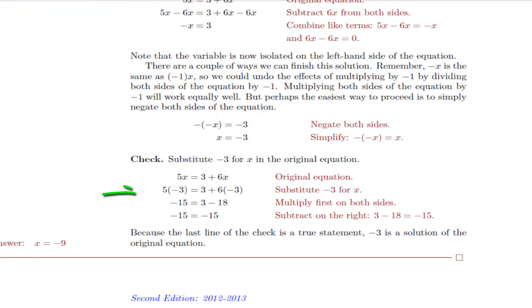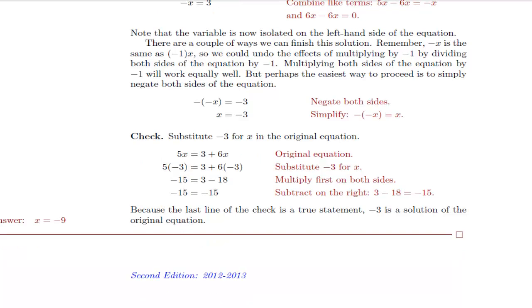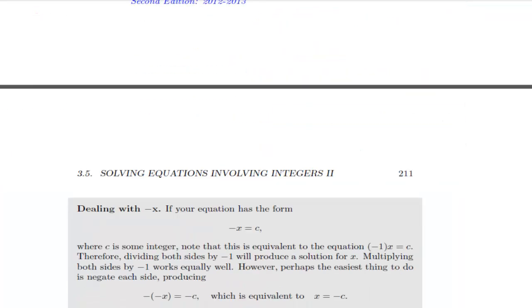To check this, we substitute -3 for x in the original equation to get 5 times -3 equals 3 plus 6 times -3. And on the left-hand side, 5 times -3 is -15, and on the right-hand side, 6 times -3 is -18, and 3 minus 18 is -15. Because the last line of the check is a true statement, -3 is the solution of the original equation.